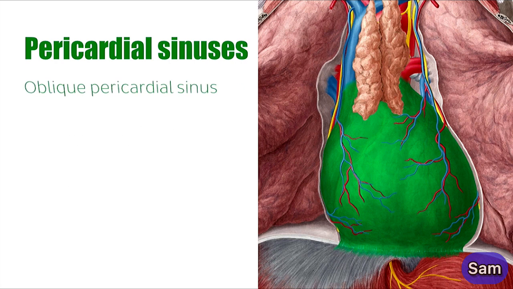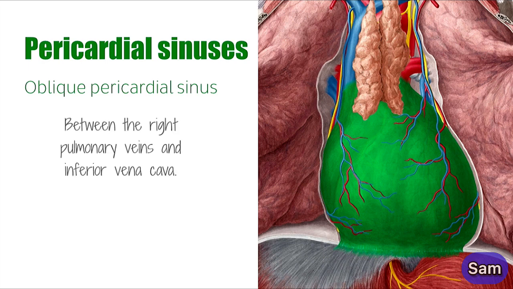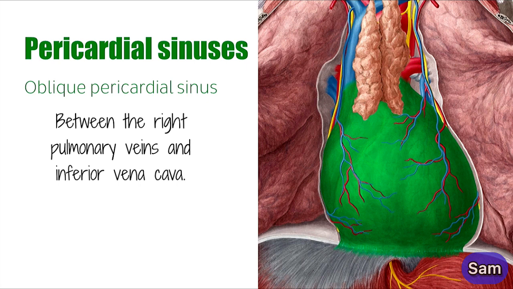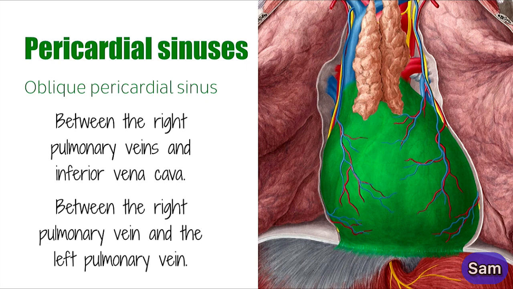The oblique pericardial sinus exists in the posterior part of the pericardium, and is bordered laterally by the pulmonary veins, which enter the heart, and inferiorly by the inferior vena cava, which is also returning to the heart. More specifically, between the right pulmonary veins and inferior vena cava, and between the right pulmonary vein and the left pulmonary vein.